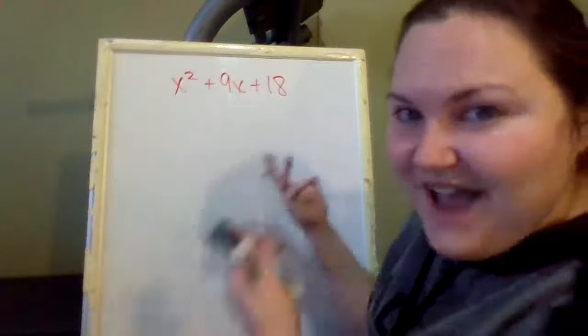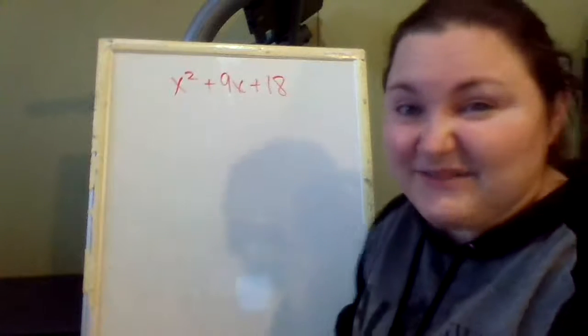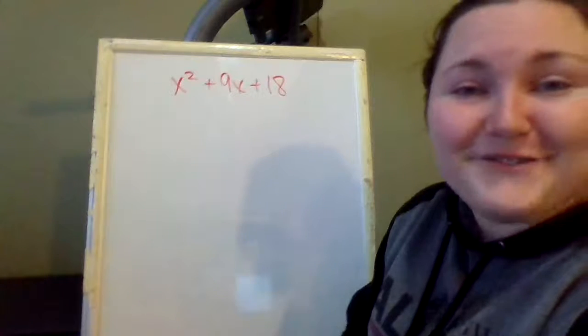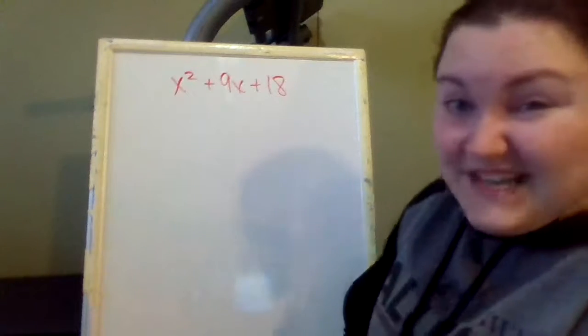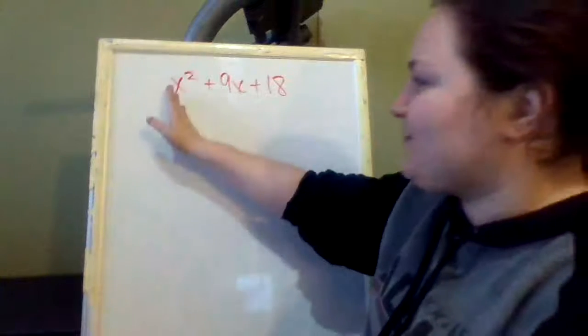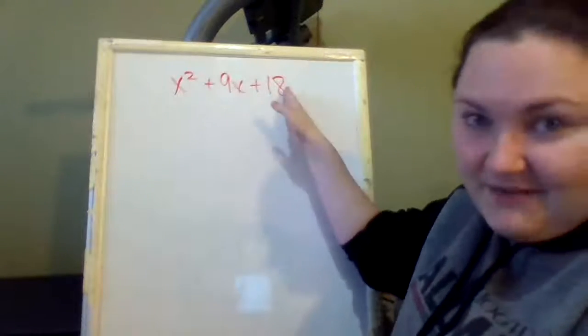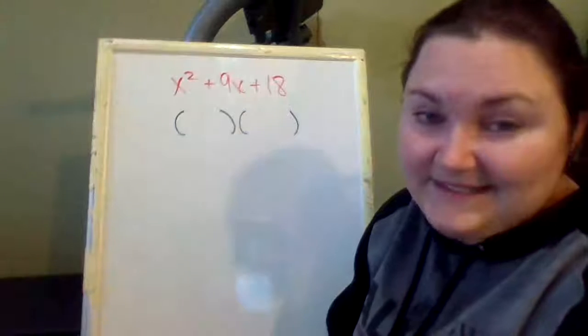All right, and you're back. Maybe you've tried it, maybe you think you know the answer, maybe you paused this and then realized you had no clue what you're doing. All of those are okay, but we're gonna do it now. Hopefully the first thing you did is, because it's a quadratic, we've got x squared, x, and a number. That tells us we're gonna have two sets of parentheses.